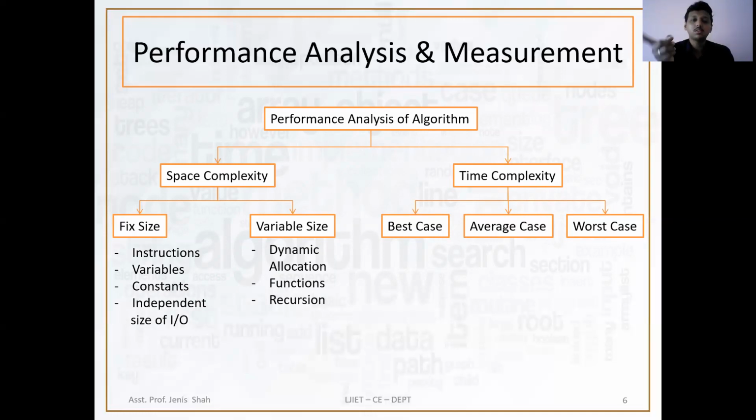Also in recursion, if the user enters number 5 and I want to find the factorial of 5, it will generate 5 stack frames. If I want to find the factorial of 2, the function will be executed 2 times. So according to that, the variable size can be different. So space complexity means how much space is occupied by an algorithm.